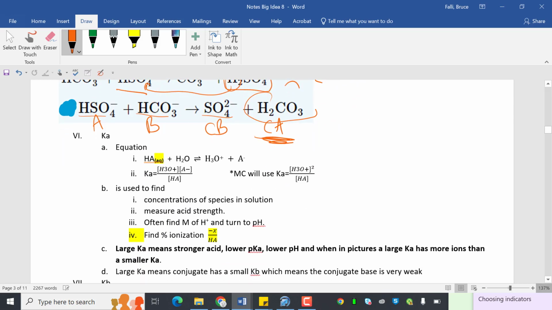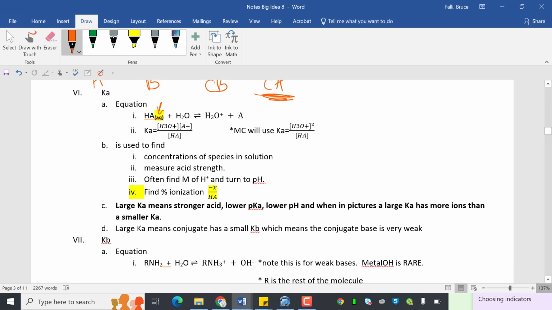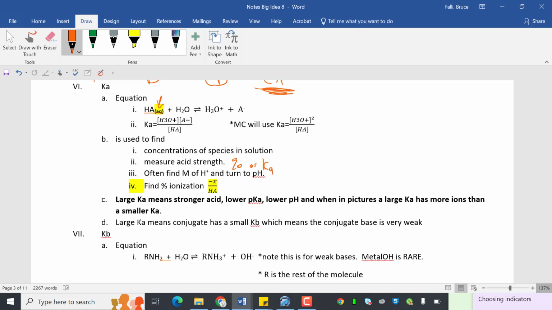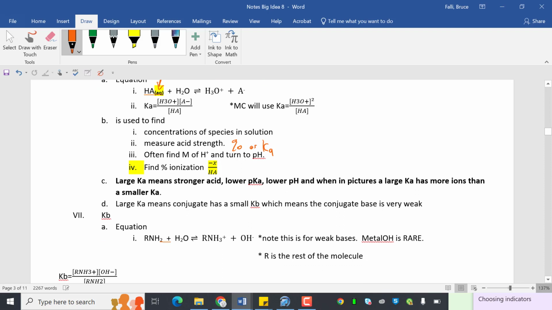All right, Ka. Not a dissolving equation, but an acid reacting. Ka is H3O positive times A negative over HA. Notice how this one is aqueous, so it's included. That is used to find the concentration of a species in solution, to measure acid strength, and that could be in the form of percent or Ka. I often find the molarity of H positive and turn it into pH. And we're going to find the percent ionization.